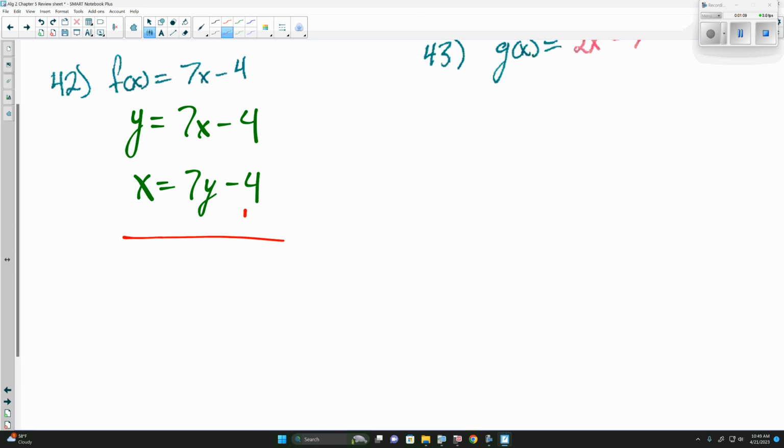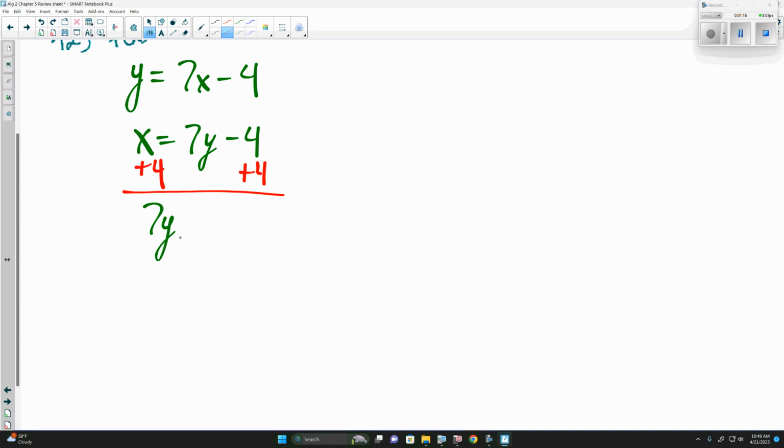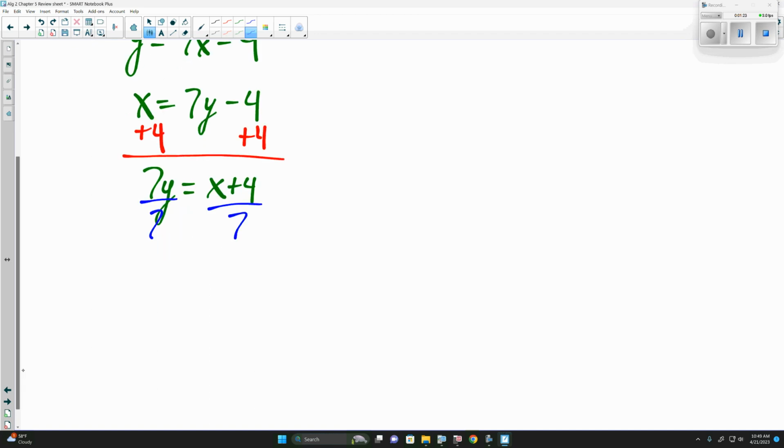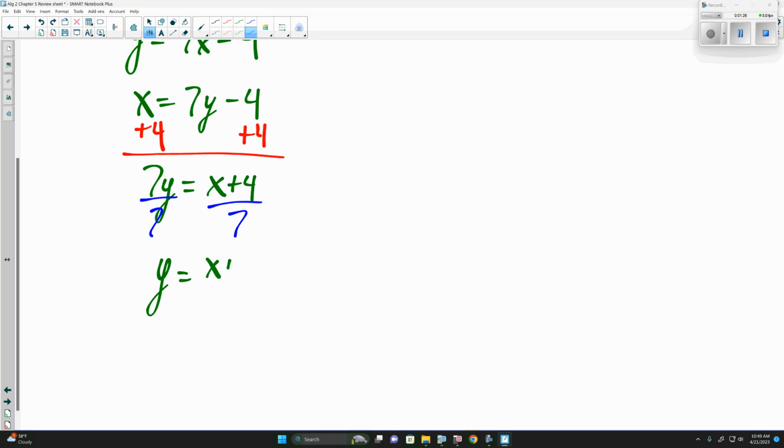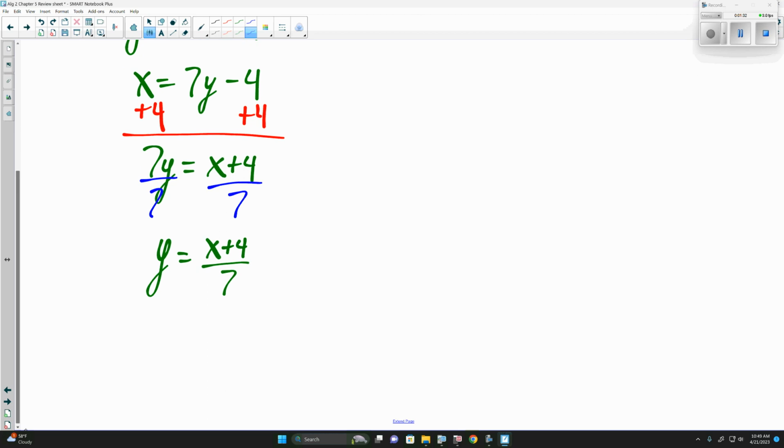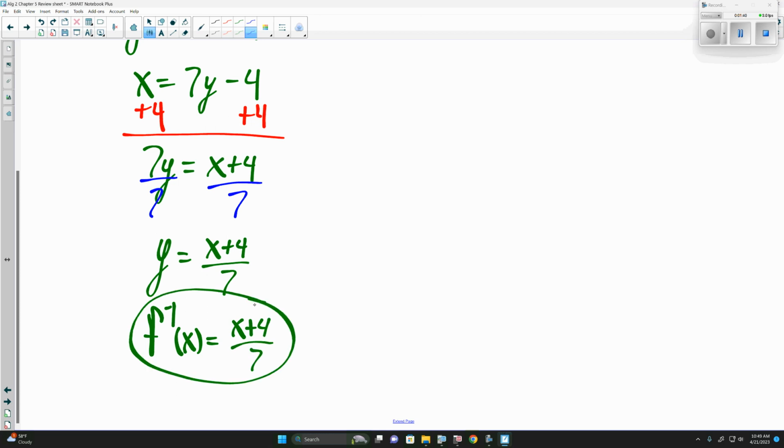But here, the first thing I would do is add 4. So it tells us that 7y is equal to x plus 4. The next thing we would do is to divide both sides by 7, telling us y is equal to x plus 4 divided by 7. Now, since y is by itself, we can do the last step, replacing y with f inverse of x. And we get this here. Any questions on this one here?